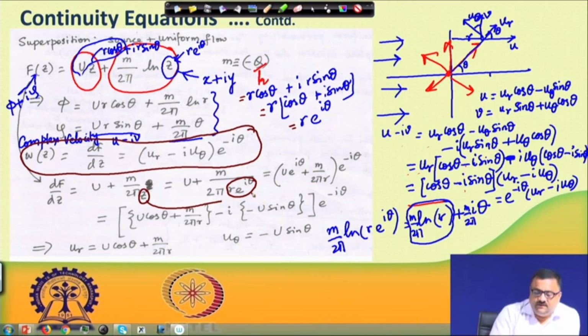Why you are doing this is because if we put e to the power minus i theta outside, then we are going to equate this df dz with this df dz. So, when we equate them, this e to the power minus i theta term will cancel out. So, then we can write this u r minus i u theta, we can equate it with this term. Then we can equate real with real, imaginary with imaginary, and get the idea what is u r and what is u theta. That is the idea. So, that is why we are doing this exercise.